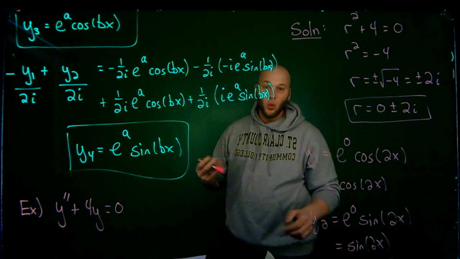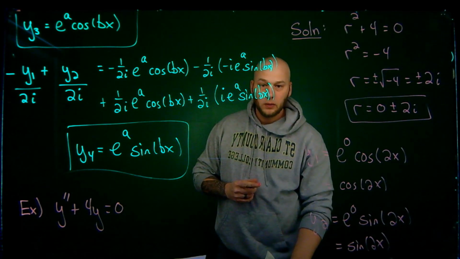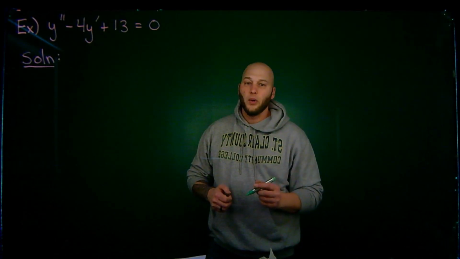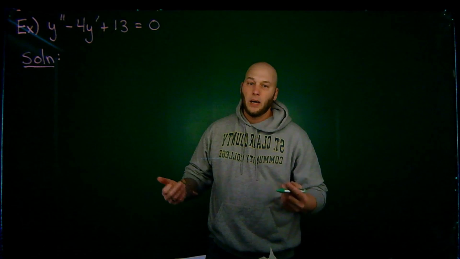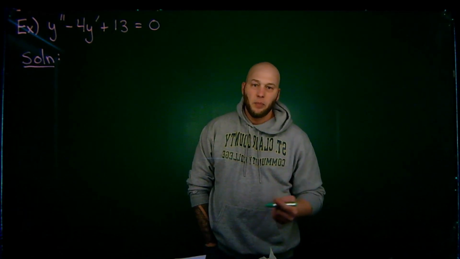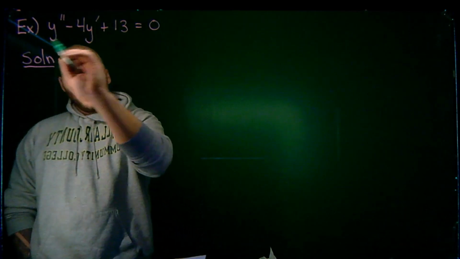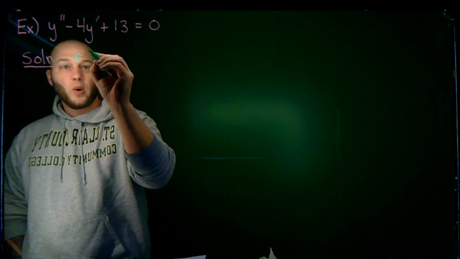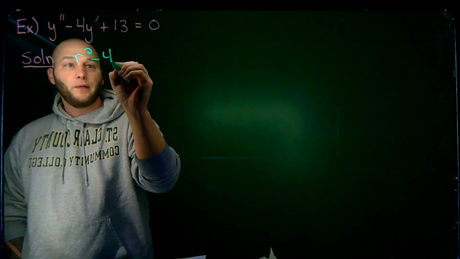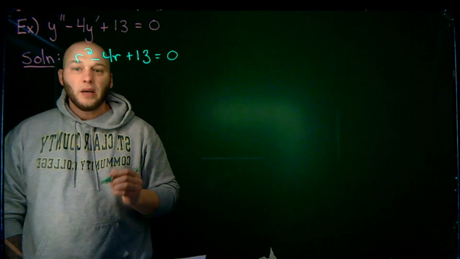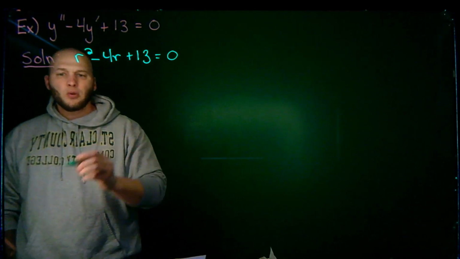Let's go ahead and do one more example. Let's do one more solution for a differential equation that has complex roots to the characteristic equation. Okay, characteristic equation would be r squared minus 4r plus 13 is equal to 0. Let's solve this. Let's just use the quadratic formula.